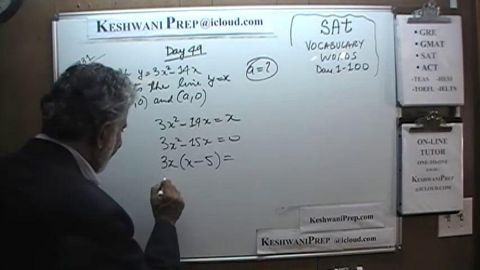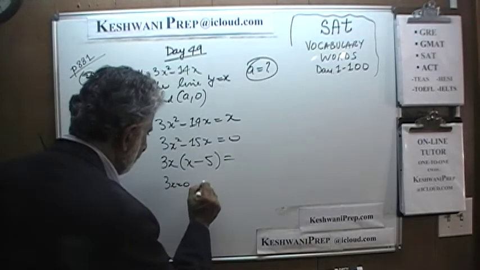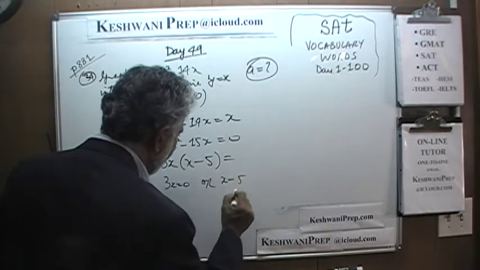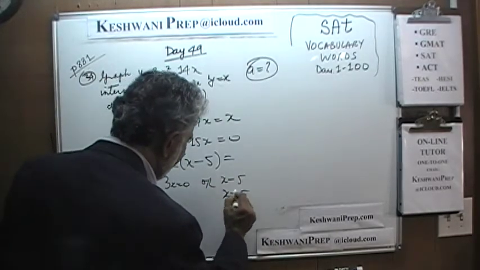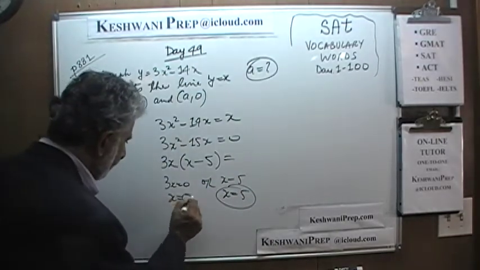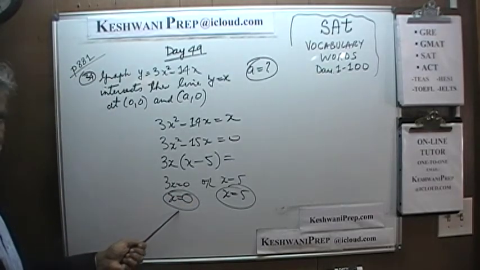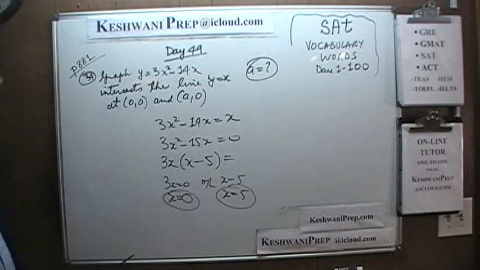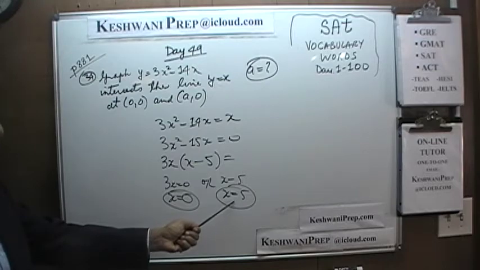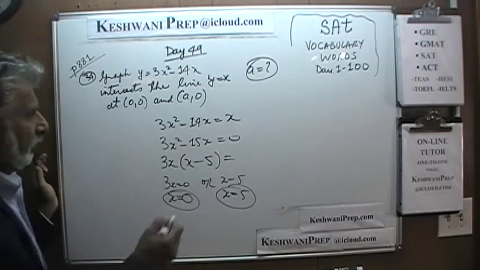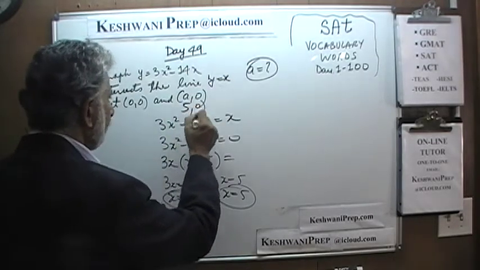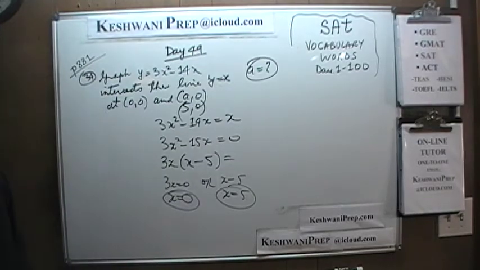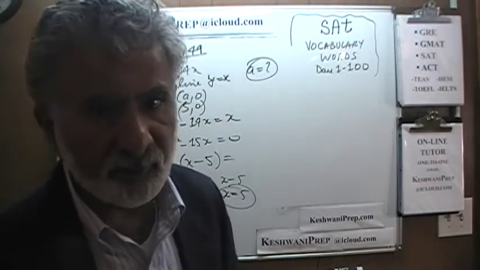Which means that either 3x is equal to 0 or x minus 5 is equal to 0, which means x is equal to 5, and this will give you x is equal to 0, which we already knew. This was not a surprise, because it goes through the origin. Here's the second point. (a, 0), a is 5. These two graphs cut each other at (5, 0) and (0, 0).